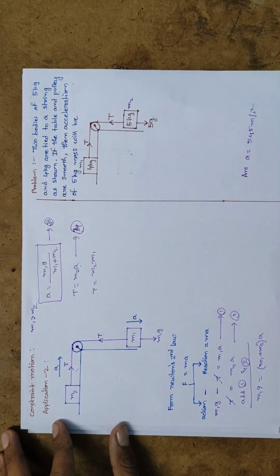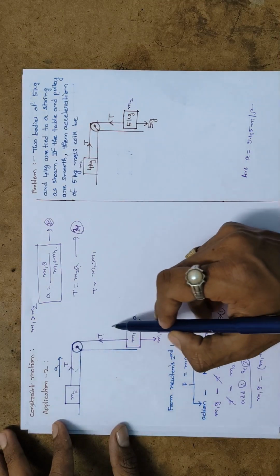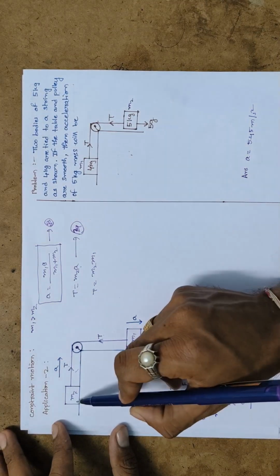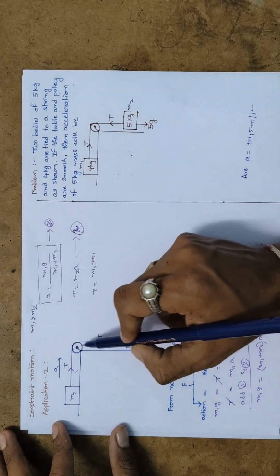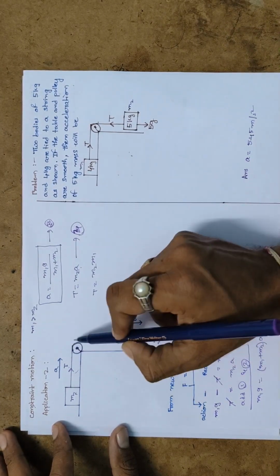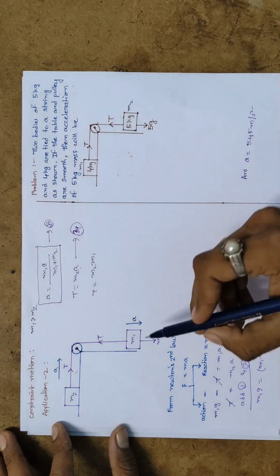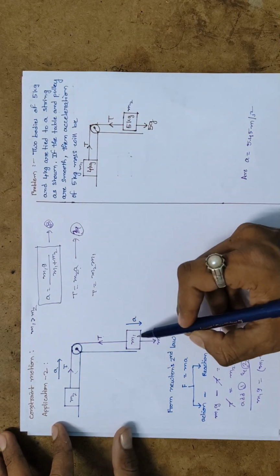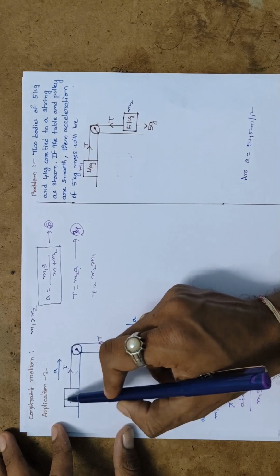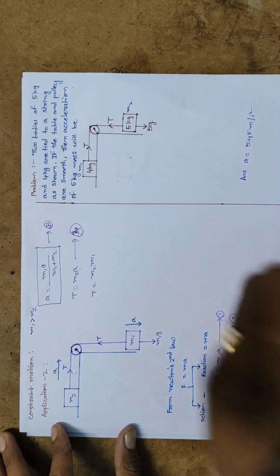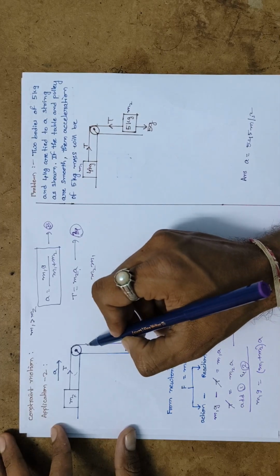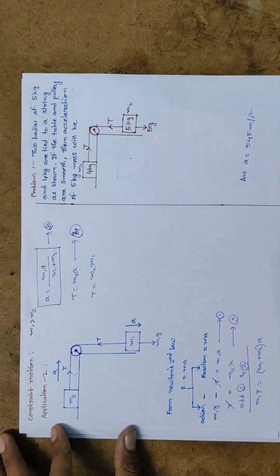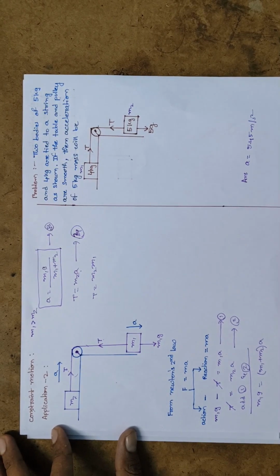Okay, so coming to the topic, look at this diagram. I have two objects, M1 and M2, connected by a massless string, right? M1 is hanging vertically downward and M2 is placed on the horizontal surface, and this is the rotatable pulley. This pulley will rotate clockwise as well as anti-clockwise based on the more mass.